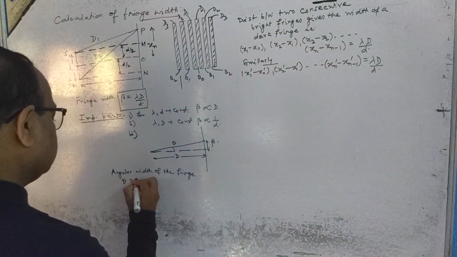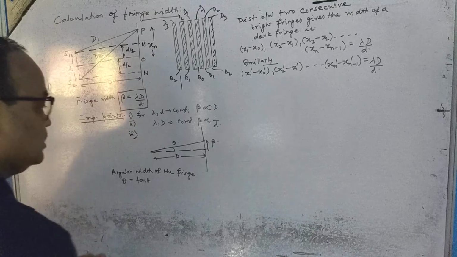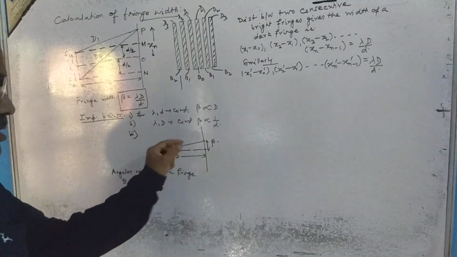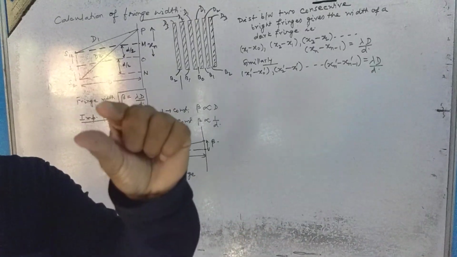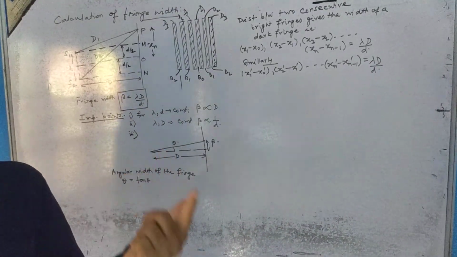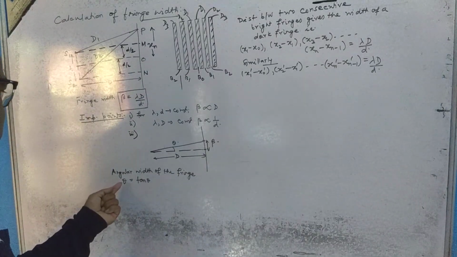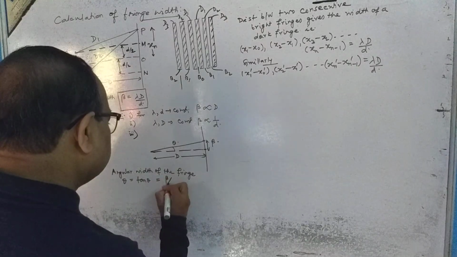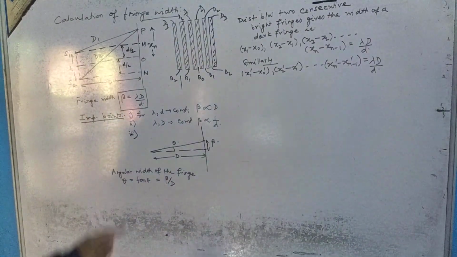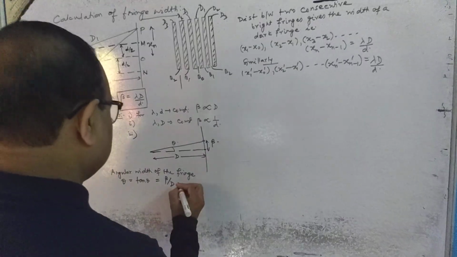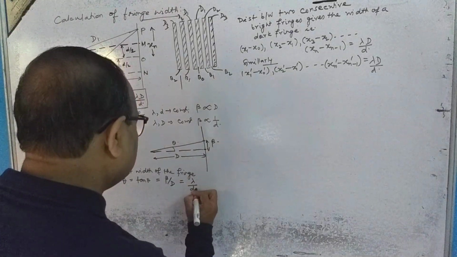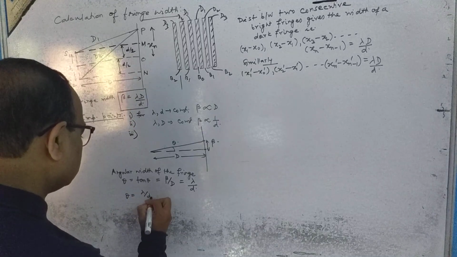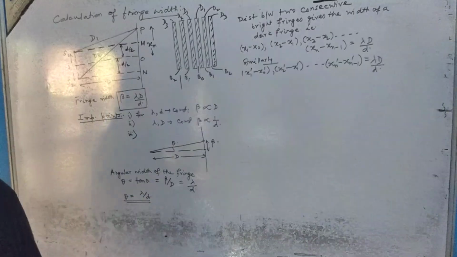Angular width of the fringe is what? Theta. Theta should be equal to tan theta for small angle. It's a small angle. Obviously, as I told you, beta is very, very thin, very, very small, so theta will also be very small. And for that, theta is equal to tan theta. And tan theta means what? Beta by capital D. Is it equal to lambda by small d? Very important point we are getting. Theta is equal to lambda by small d. It's an important point.